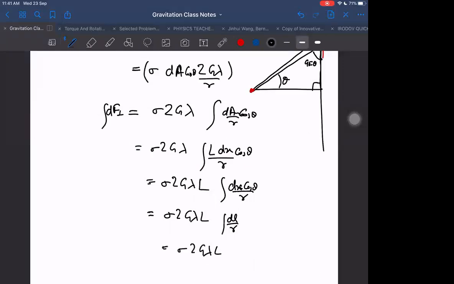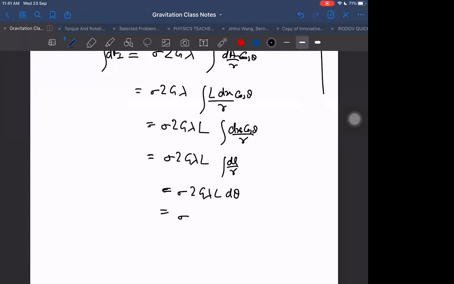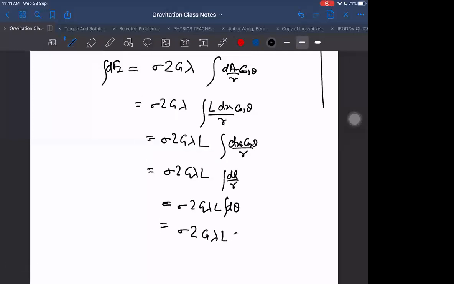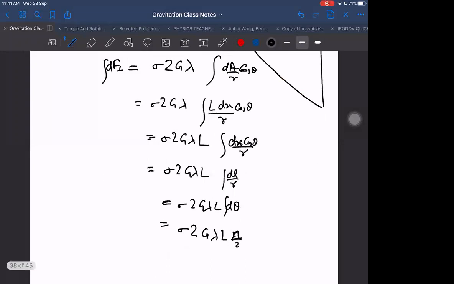This time it is not a solid angle. It is coming out to be just this angle in radians. It is not a solid angle. So we get sigma into 2 into G into lambda into L into d theta only. That's it. Now the integral of d theta: the total angle it subtends, if I take from one side to the other side, will be pi by 2. It is just pi by 2 because it is in radians.